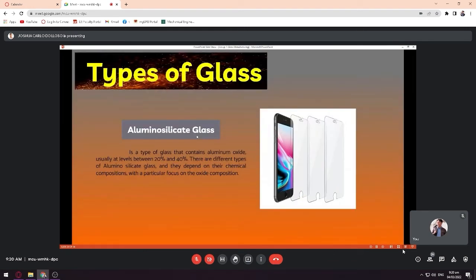The next is aluminosilicate glass. It is a type of glass that contains aluminum oxide, usually at a level between 20% and 40%. There are different types of aluminosilicate glass, and they depend on their chemical composition, with a particular focus on the oxide composition. This is the one commonly used as tempered glass.